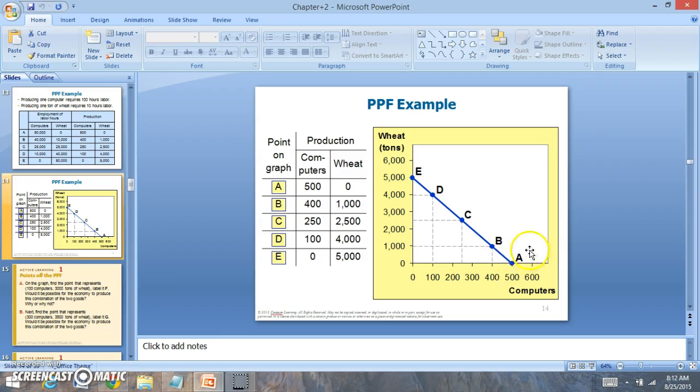The key to this graph is when you move, let's assume, from point A to B, that means we're going to be producing 100 fewer computers. However, we're going to be producing 1,000 extra wheat. For us to do that, we have to give up producing some computers to produce more wheat. Given that we're producing more wheat and we have to give up producing computers, that term is called opportunity cost. That's the key that we're looking at with this graph. When we give up something to get something, that's the term opportunity cost.